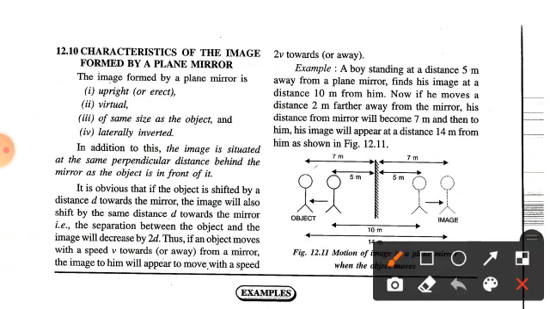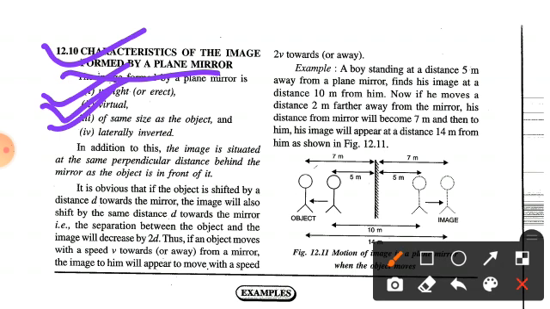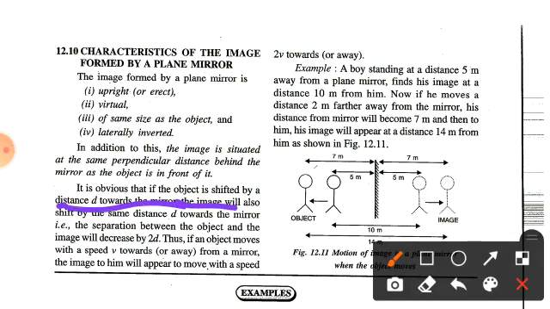Now students, see the characteristics of the image formed by the plane mirror. The image formed by the plane mirror is, the first one, upright or erect; the second one, virtual; the third one, of the same size as the object; and the fourth one, laterally inverted. In addition to this, the image is situated at the same perpendicular distance behind the mirror as the object is in front of it. So it is obvious that if the object is shifted by a distance d toward the mirror, the image will also shift by the same distance d.